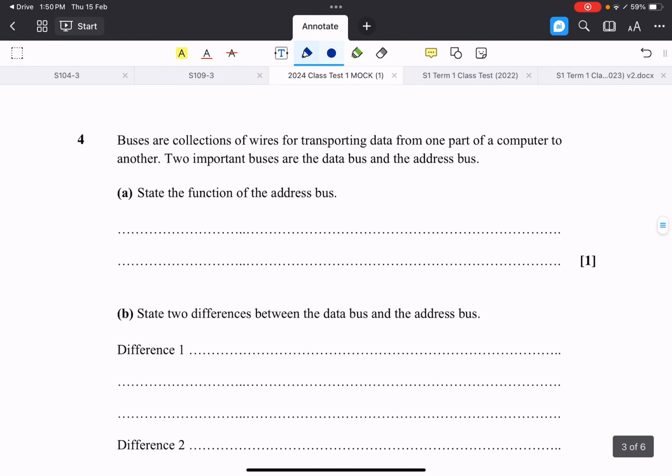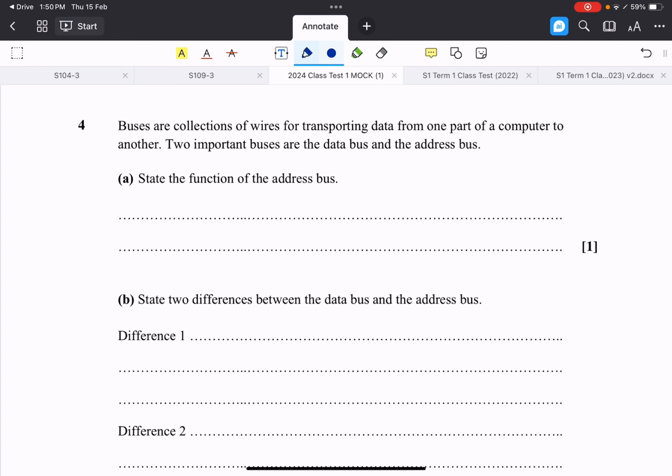Now buses. So buses are collections of wires for transporting data from one part of the computer to another. Two important buses that we are focusing on are the data bus and the address bus. So they want us to state the function of the address bus. What does address bus mean? As the word address informs us, address means location. When we ask what's your address, it means the location where you stay.